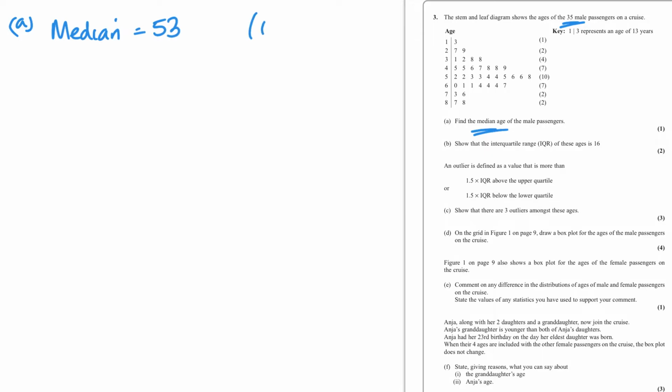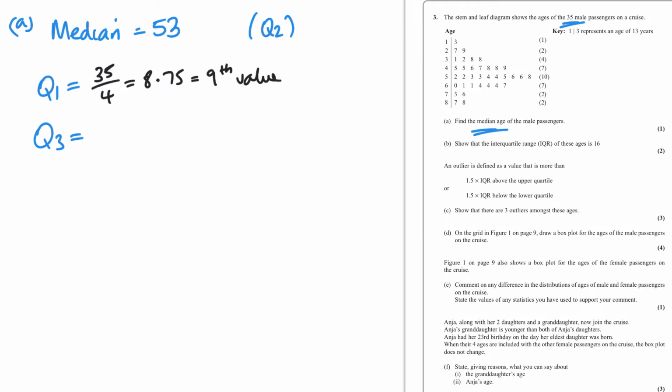And this is sometimes written as Q2. Now we want to find the interquartile range. So we're looking for Q1 and we're looking for Q3. So we have 35 pieces of data divided by 4 gives me 8.75. So I want the 9th value. And again, just counting my way through 1, 2, 3, 4, 5, 6, 7, 8, 9. So 45. So Q1 is equal to 45.